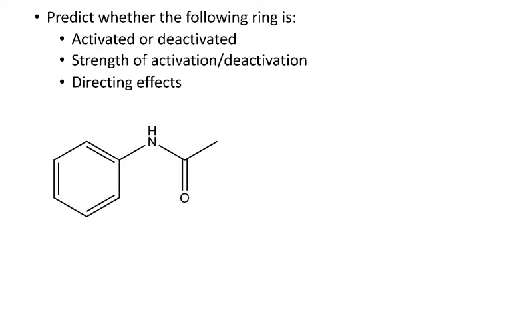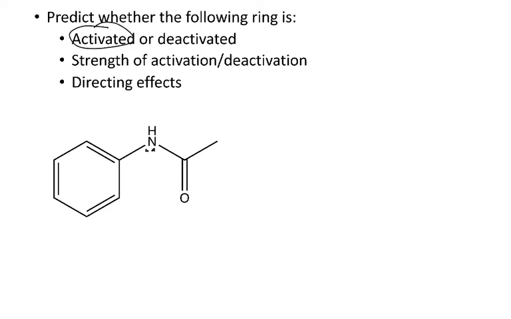All right, so a similar type question, but we don't have to go through and draw all the resonance structures. They just want us to make the predictions. So in this case, I have a lone pair on an atom directly adjacent to the aromatic ring. So that's going to make this ring activated.